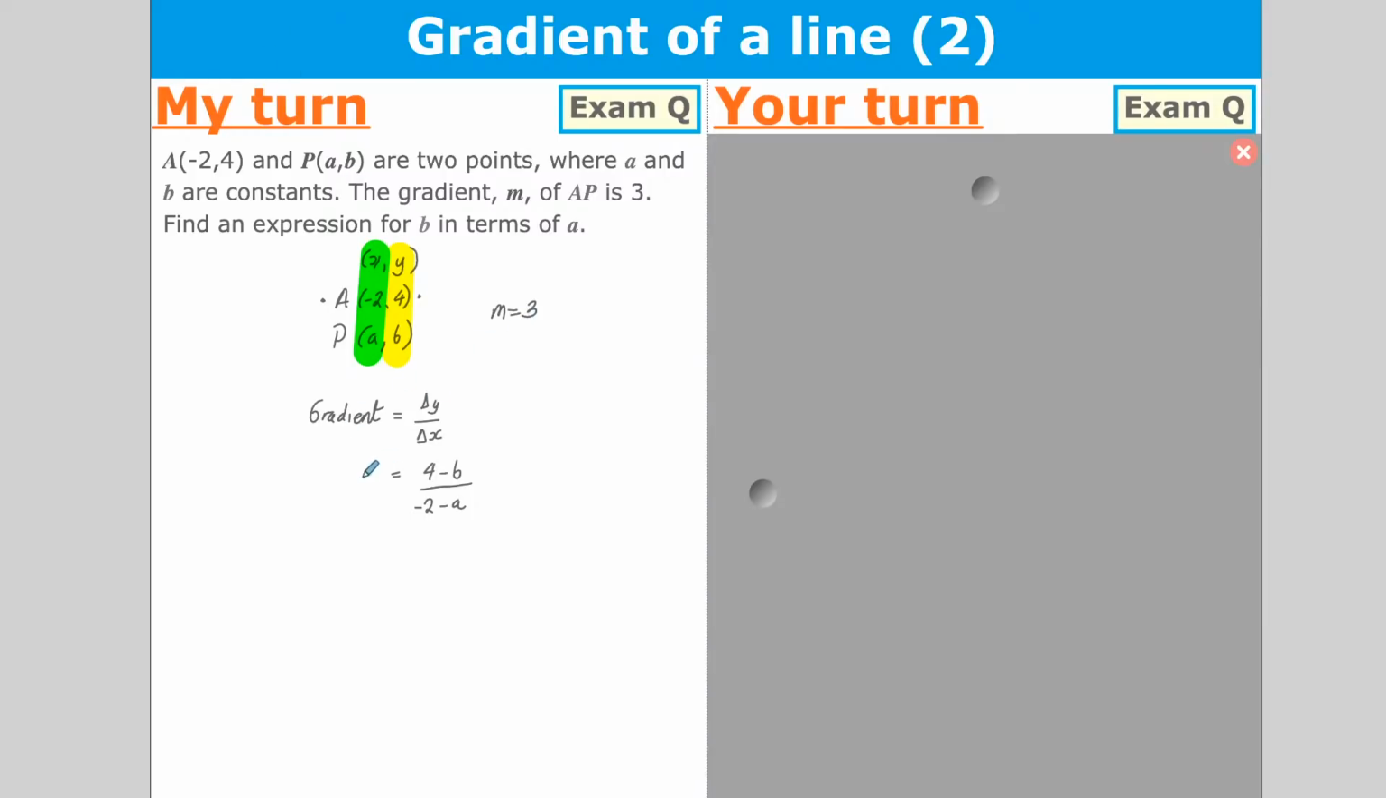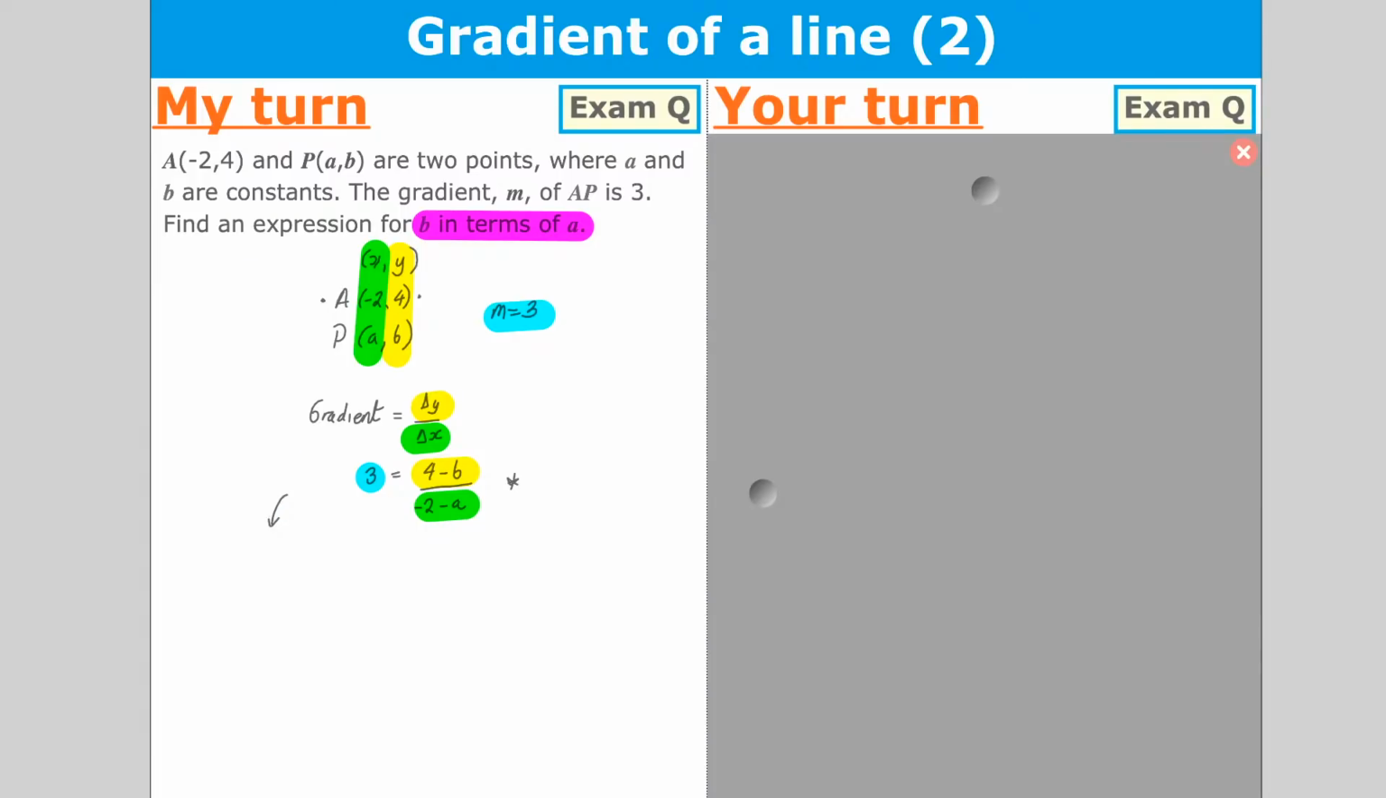And the gradient was 3, so I can slot 3 in there. Just to highlight it all, the 3 was the gradient given in the question. The change in Y is the numerator and the change in X is the denominator. The question asked, find an expression for B in terms of A. So essentially what we're being told is make B the subject of the formula. We can do that, no problem.